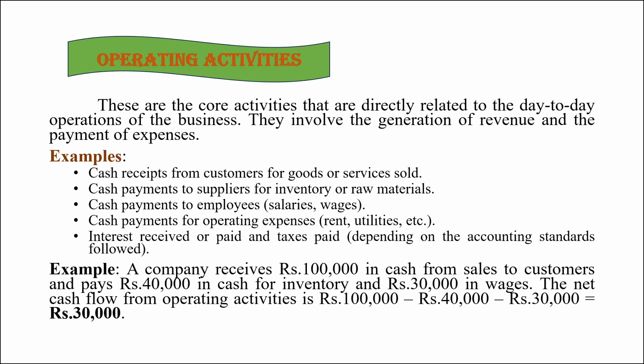Then we see a small example for the operating activities. A company receives rupees 1 lakh in cash from sales to customers and pays rupees 40,000 in cash for inventory and rupees 30,000 in wages. The net cash flow from operating activities is 1 lakh minus 40,000, that is inventory, and 30,000 wages. Then we get the result of rupees 30,000. So the net cash flow from operating activities is rupees 30,000.